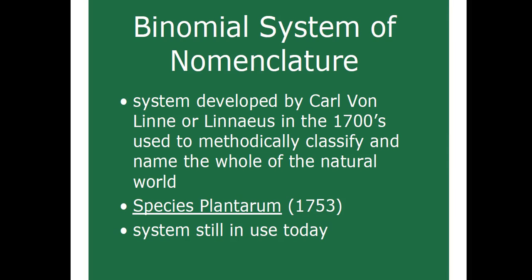And in 1753, he released a work known as Species Plantarum, where he described how to use the binomial system of nomenclature for plants. And he actually described a great number of plants in Europe in those times. And of course, this system is still in use today.